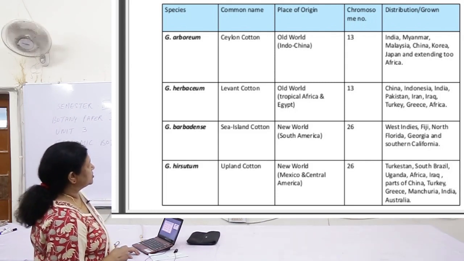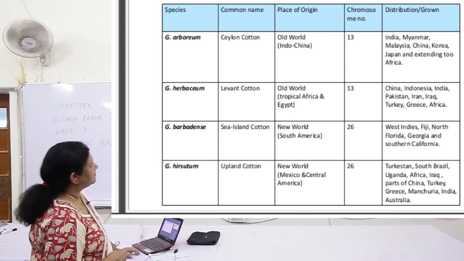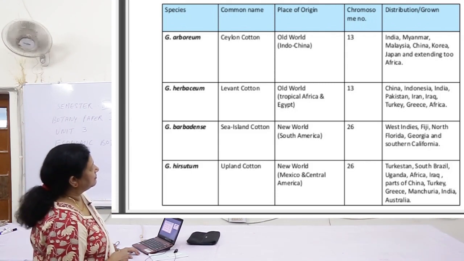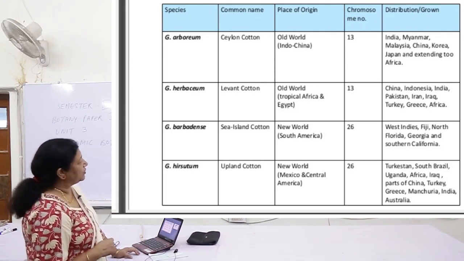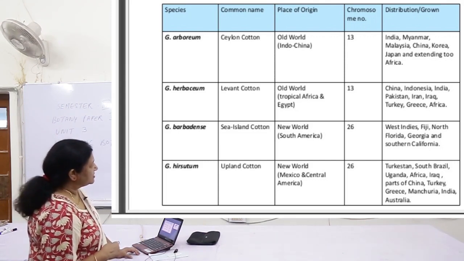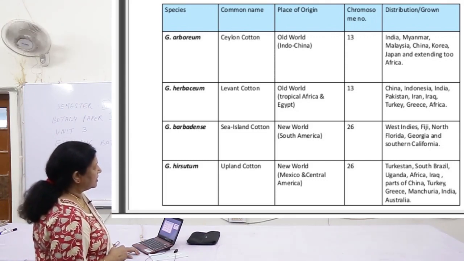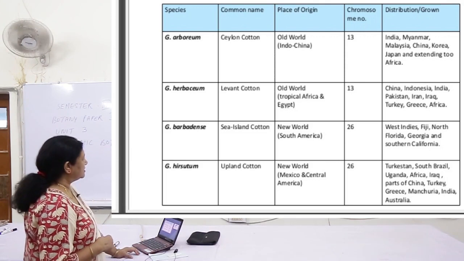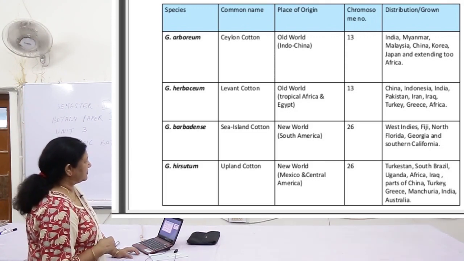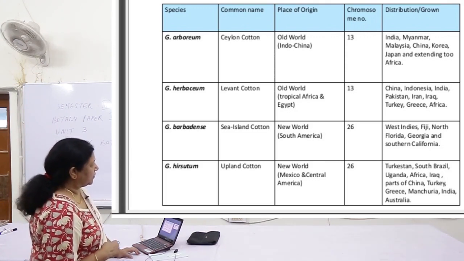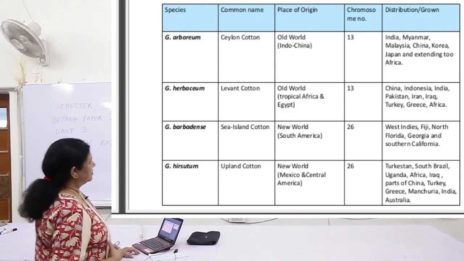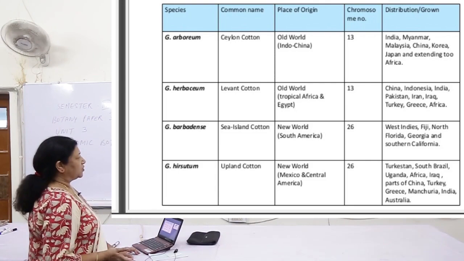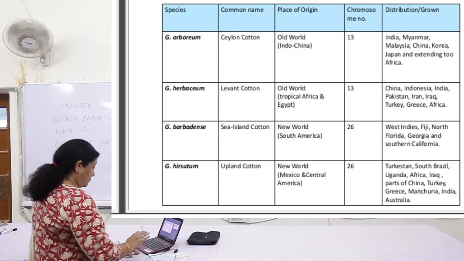Gossypium arboreum is known as the Ceylon cotton, its common name. It is found in India, Myanmar and Malaysia. Herbaceum is also found in India. Barbadense is in the West Indies, not found in India; it is a New World cotton. And Gossypium hirsutum, the upland cotton, is found in Africa, Manchuria, India, Greece and Australia, with various different chromosome numbers varying from 13 to 26.